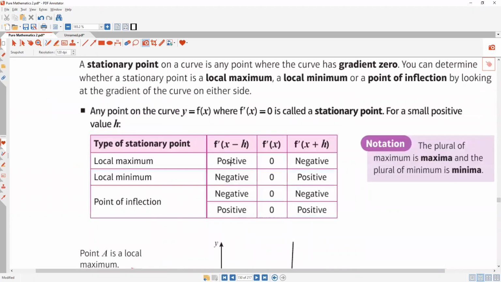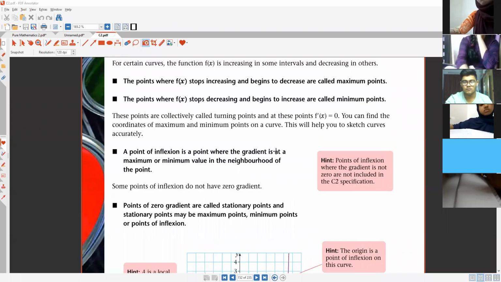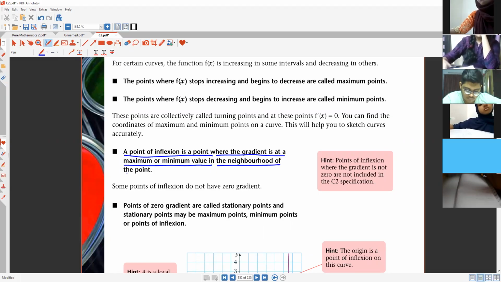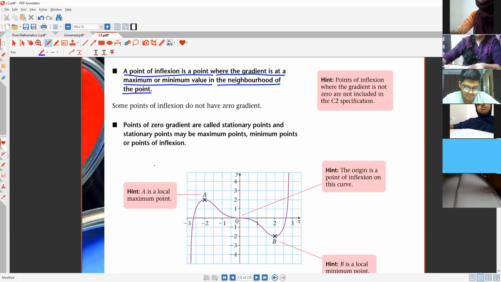Okay, you know what? Let me go to the old C2 book. I'll pause the recording. In the old C2 book, it is written what a point of inflection is. A point of inflection is the point where the gradient is at a maximum or a minimum value in the neighborhood of that point. Meaning either maximum or minimum, in both neighborhoods. That's a point of inflection.